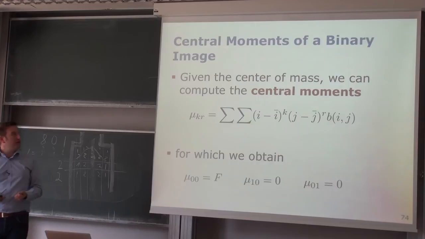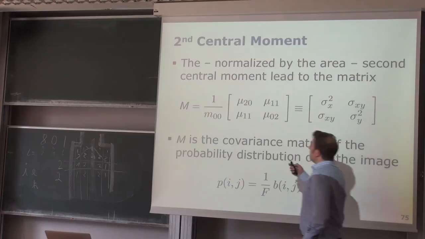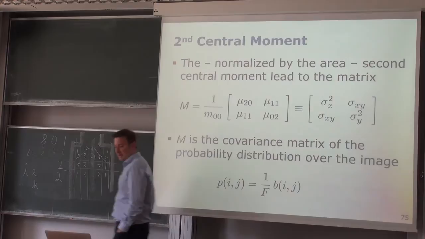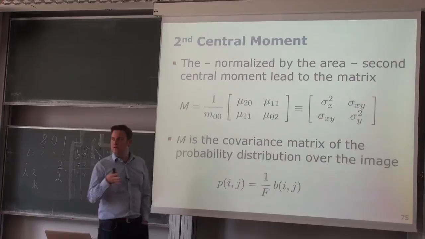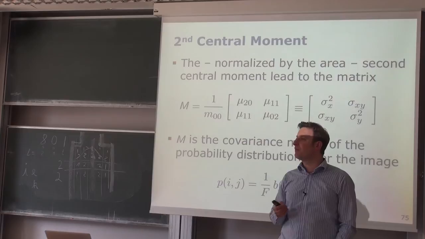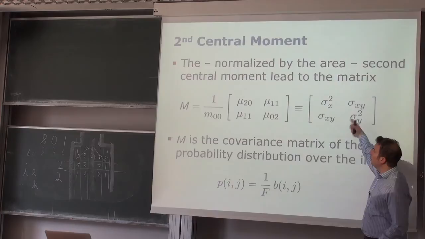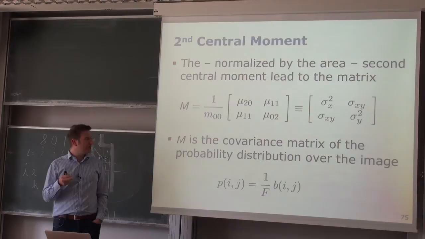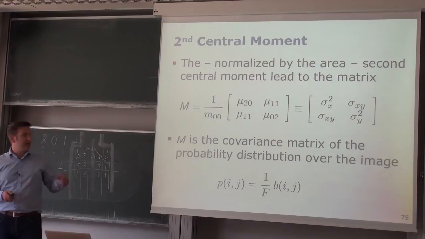One of the other important things you also know are the second central moments. I can build up a matrix using the second central moments, with 2,0, 1,1, 1,1, and 0,2 in there. If I then normalize this by the area, I obtain the covariance matrix. This is if I treat the distribution of intensity values, the 0 and 1 values, as a probability distribution, the probability that a pixel is a foreground pixel or a background pixel.